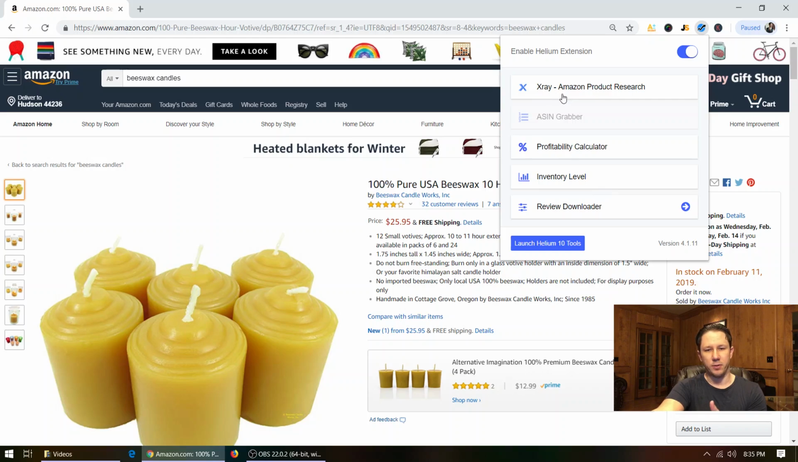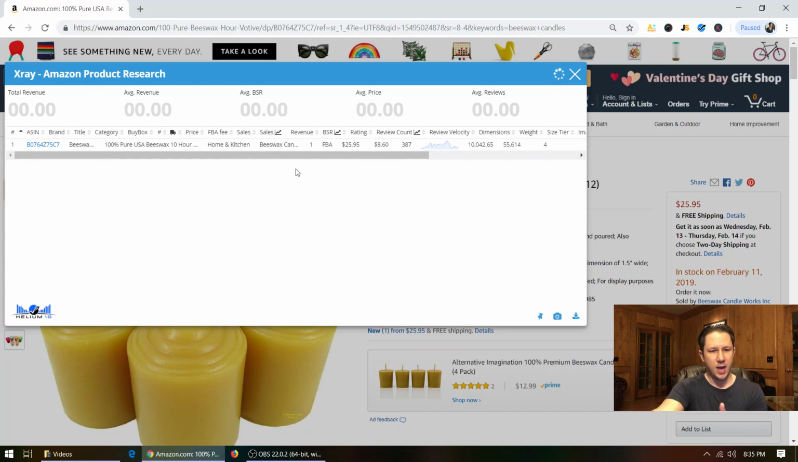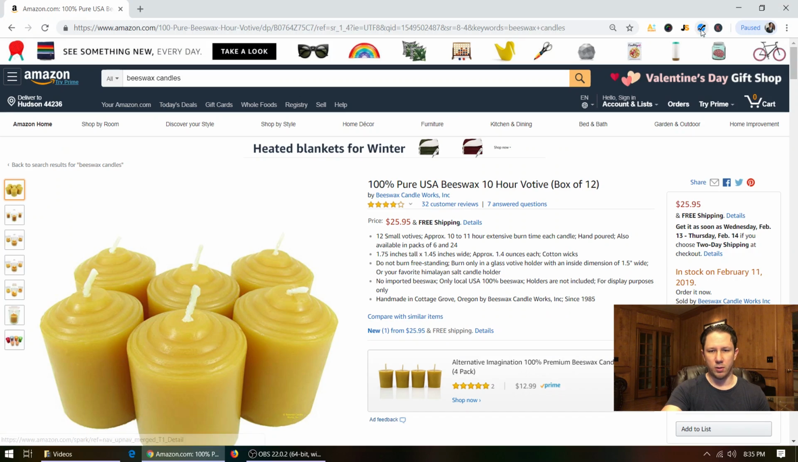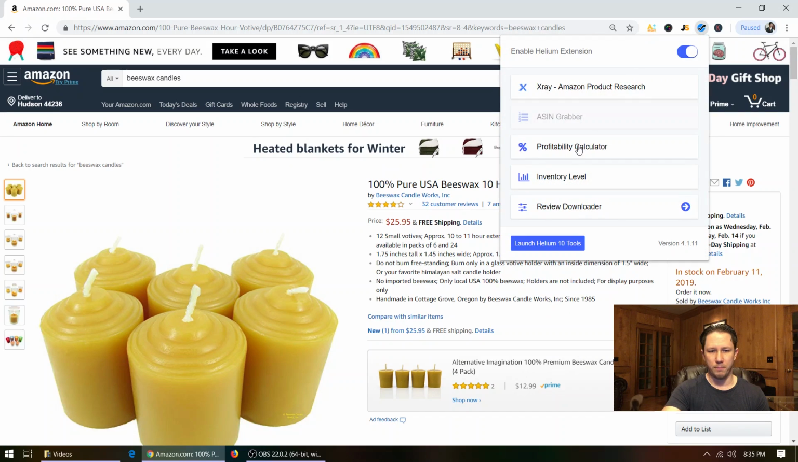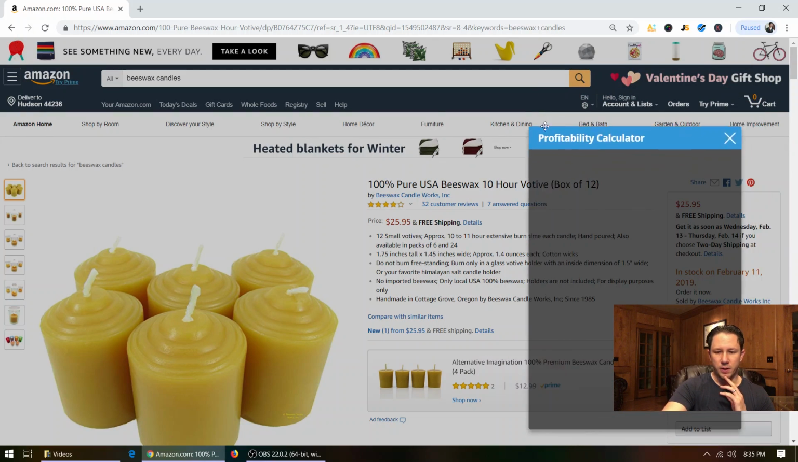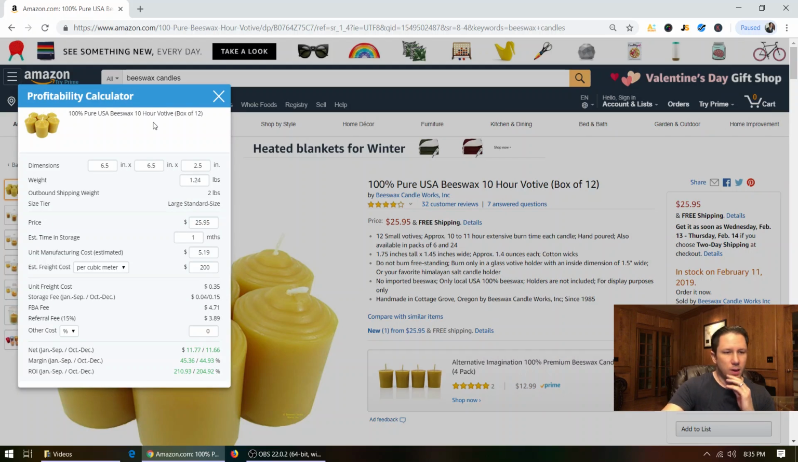For example, they have the X-ray product research, which comes up and analyzes. We're on this specific product page, so it's going to show you all the information for this specific product. This product sells for $25.95, and they're making about $10,000 per month with it. But let's go on over and I'm going to show you the calculator. Move this over a little bit. So here's the profitability calculator, and we're looking at the beeswax candles.